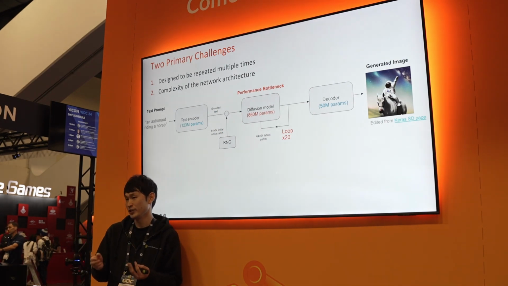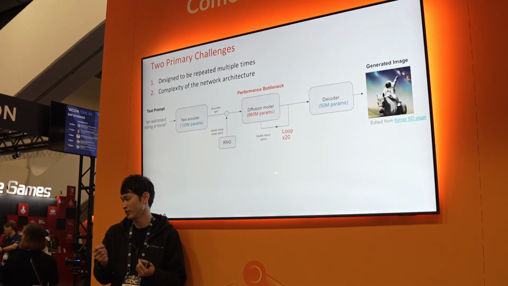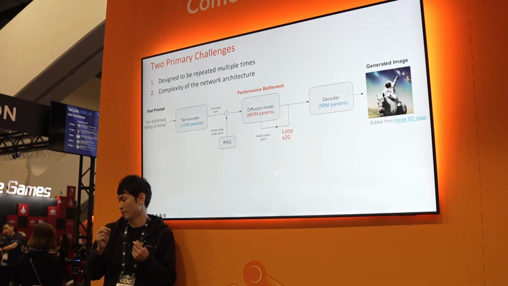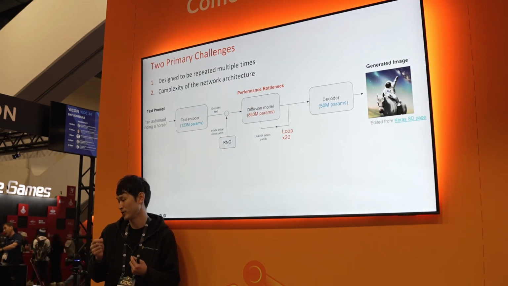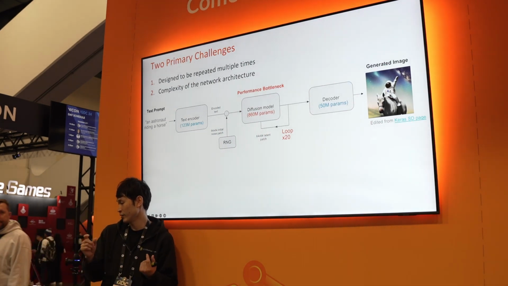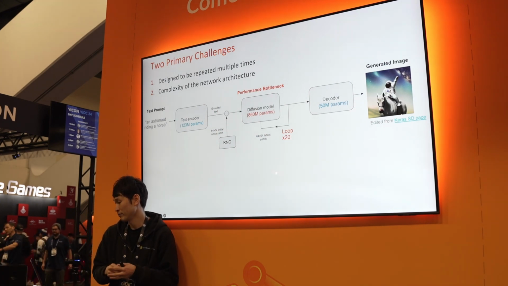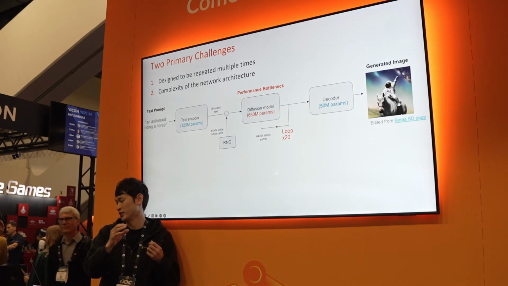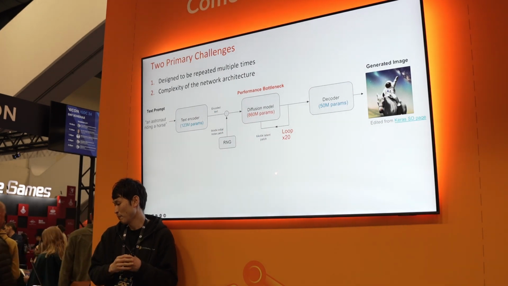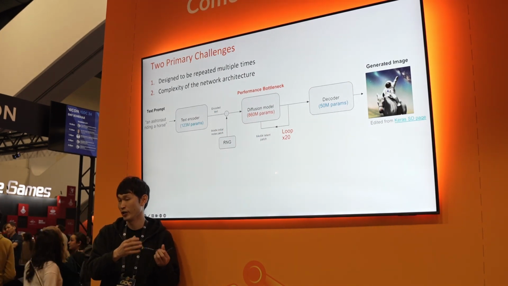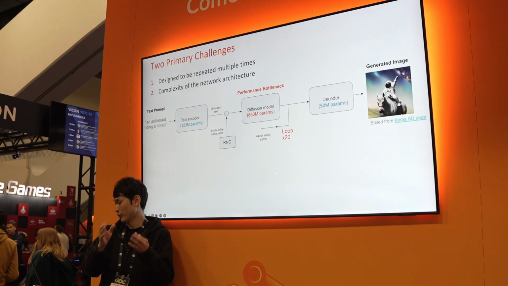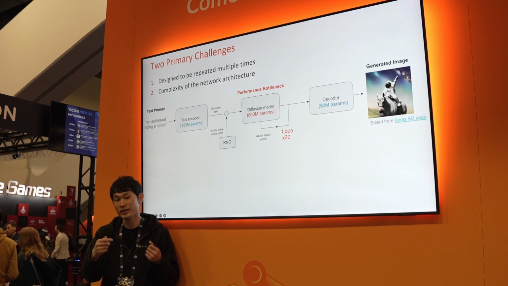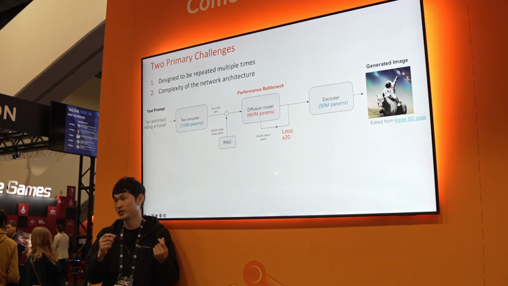So what will be the challenge when you want to run the Stable Diffusion model on mobile? There are two primary challenges to do that. The first challenge is that the model is designed to be repeated multiple times to generate images. This diagram explains the flow of Stable Diffusion. The text prompt is given as input on the left, and then the image is generated through three types of models: text encoder, diffusion model, and decoder. And then the middle part, the diffusion model, becomes the performance bottleneck. And then this model runs in a loop about 20 times for mobile, for example. So this is the first challenge.